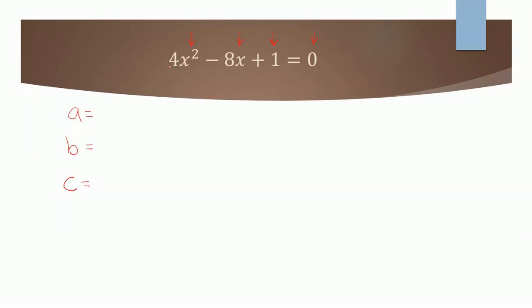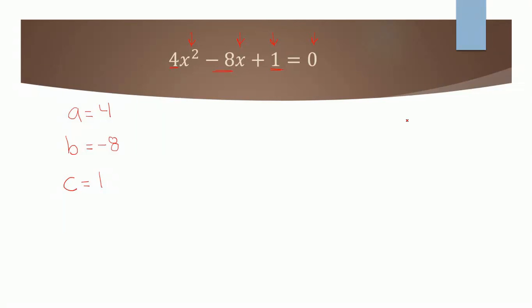So A is whoever is with the x squared, which is 4. B is negative 8, because he's the second term, and C is 1. Notice I'm not taking the x's or anything, just taking the numbers.